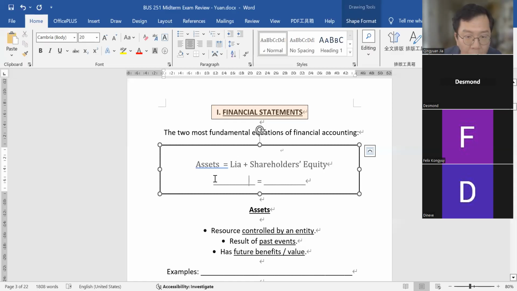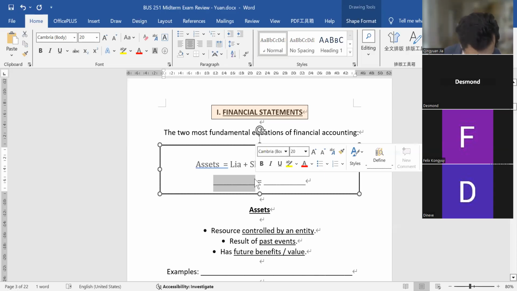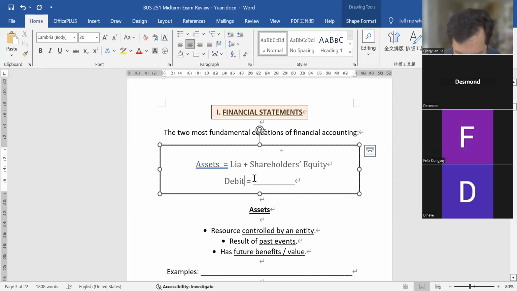And the second equation is debit equals credit. This means when we do the journal entry, we have to do both the debits and the credits, and the amounts have to be the same. The total amount of debits has to equal the total amount of credits so that you did the right thing.